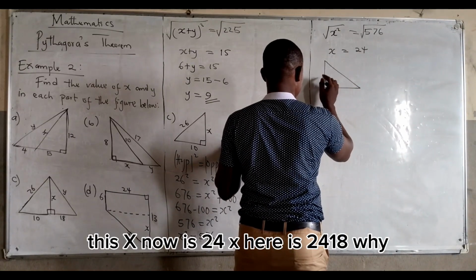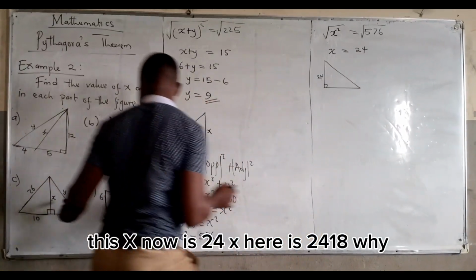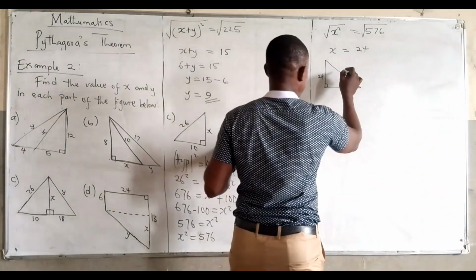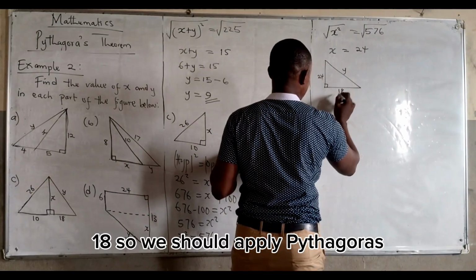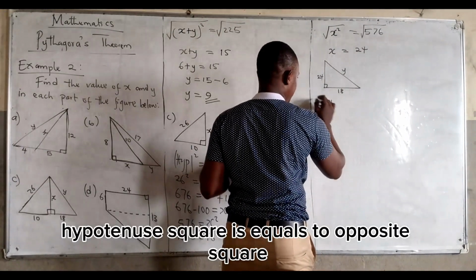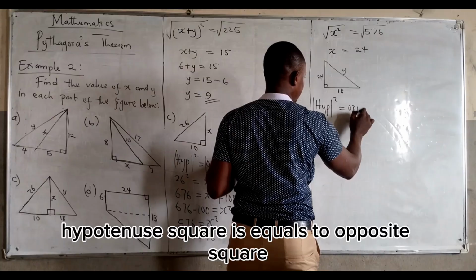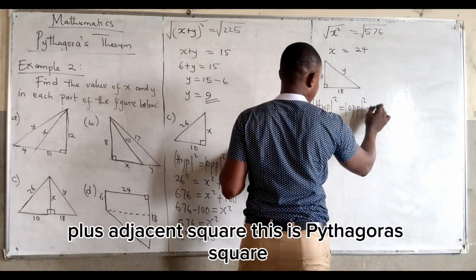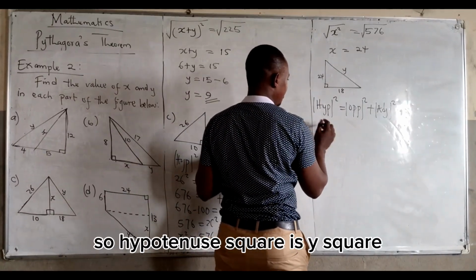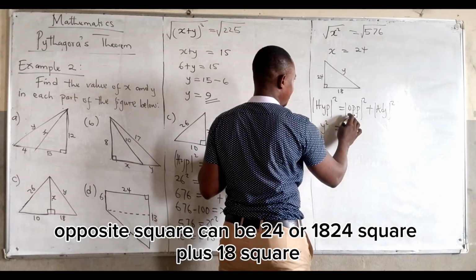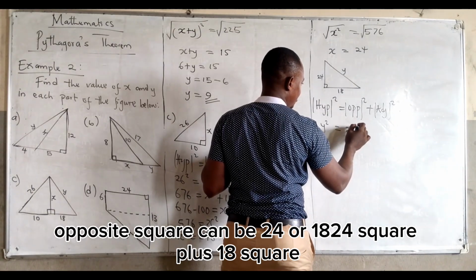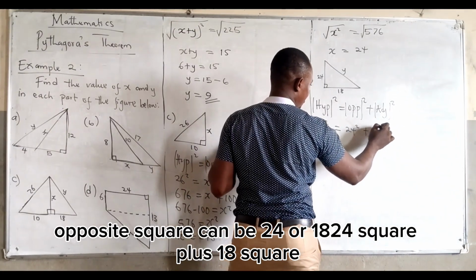This x now is 24. X here is 24, and this is 18. So we apply Pythagoras. Hypotenuse square is equal to opposite square plus adjacent square. This is Pythagoras. So hypotenuse square is y square. Opposite square can be 24 or 18. 24 square plus 18 square.